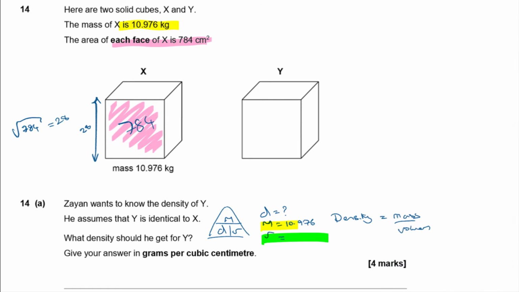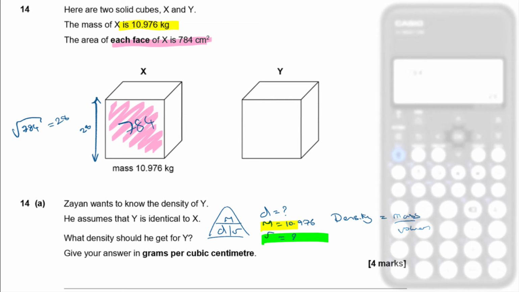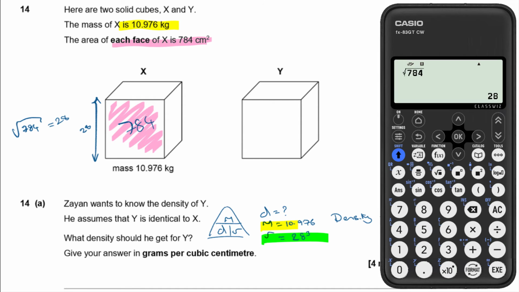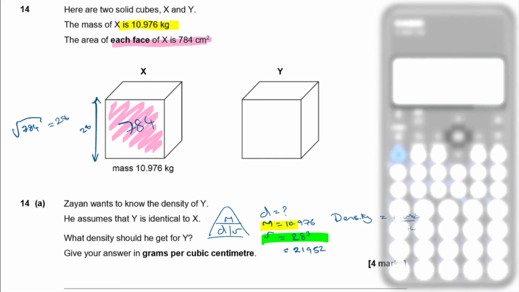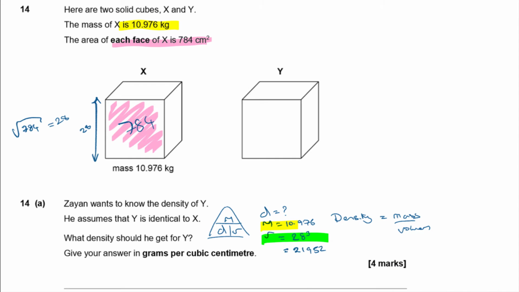So that means that's 28, but also the other two dimensions of the cube are 28. So then the volume is going to be 28 cubed then, isn't it? 28 times 28 times 28. So what's 28 cubed? 28 to the power of 3. That's 21952. Okay, so now we know the mass and we know the volume, so we can sub those into our formula for finding density then.